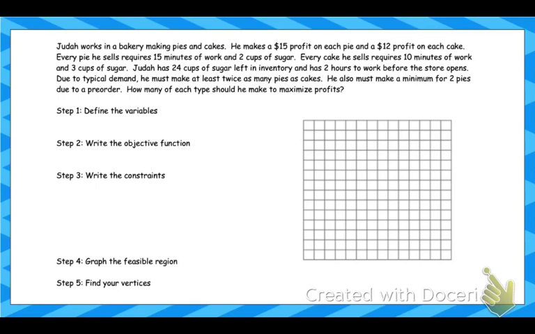So what we need to do is determine, first of all, what our variables are in order to answer our question. So we want to know how many of each type he needs to make in order to make a profit. Well, the two things that are our two variables are going to be the number of pies and the number of cakes.